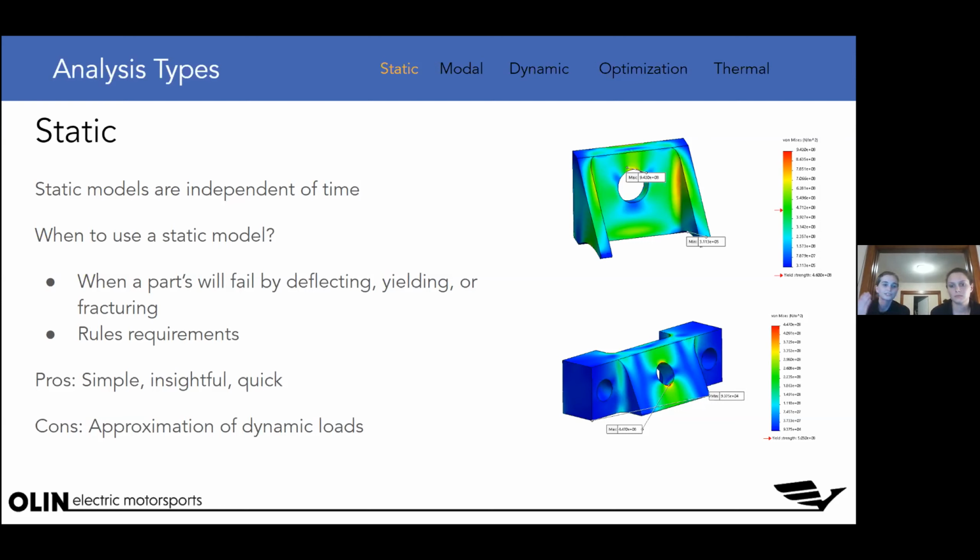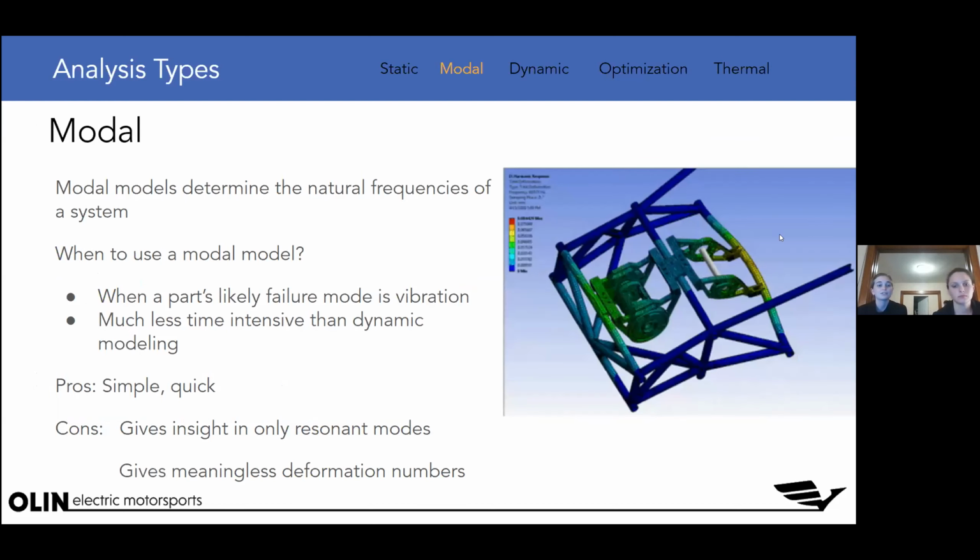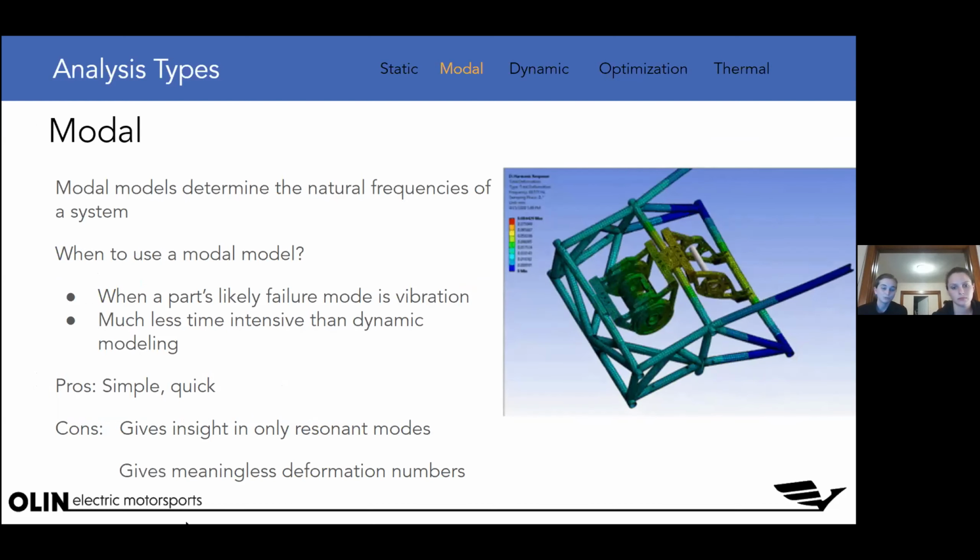And so the pros of static modeling is that it's really simple, it's insightful, it's quick. With cons that if you need a higher resolution model to model those dynamic loads, it's not going to provide all that insight. So the next type of modeling I want to talk about is modal models.